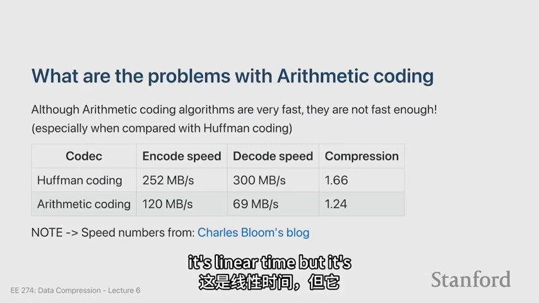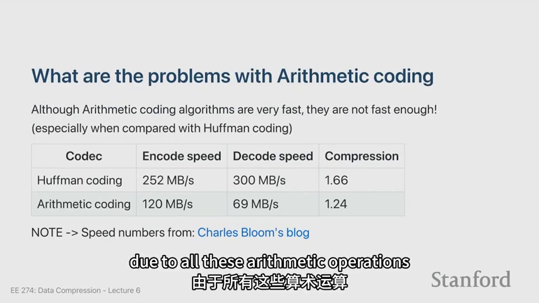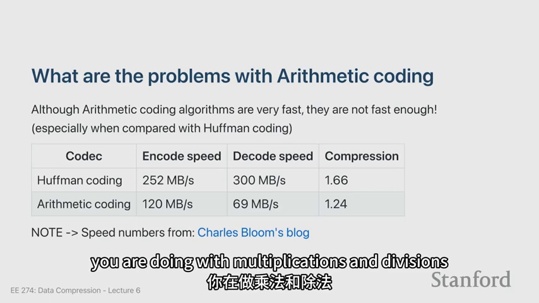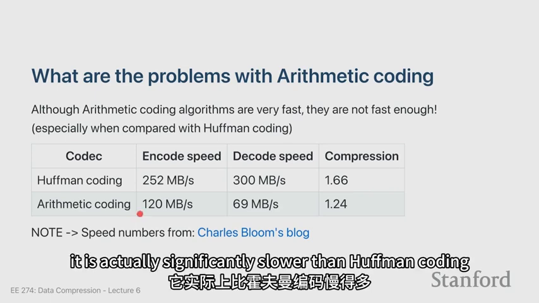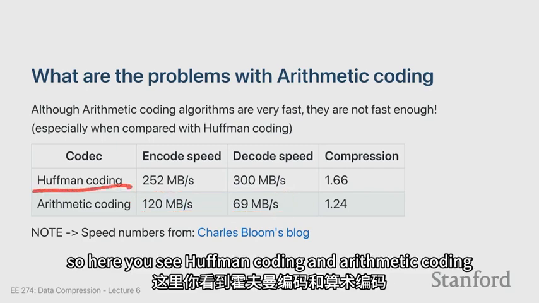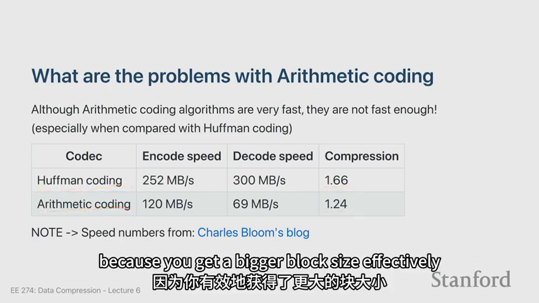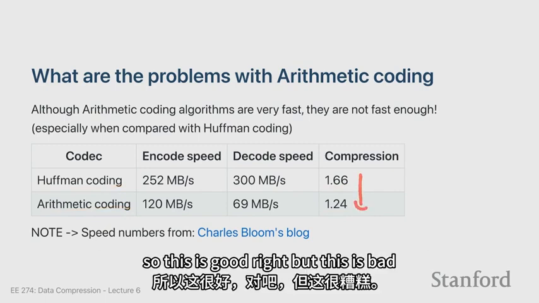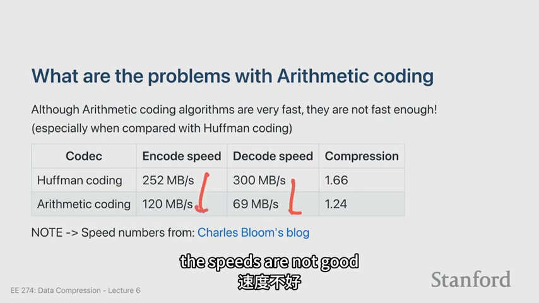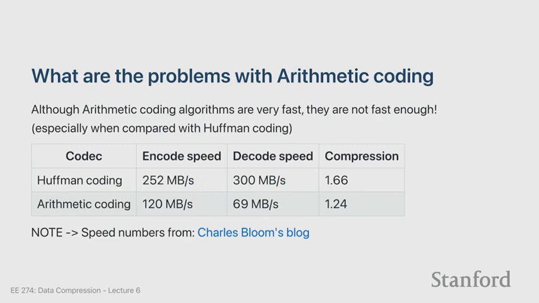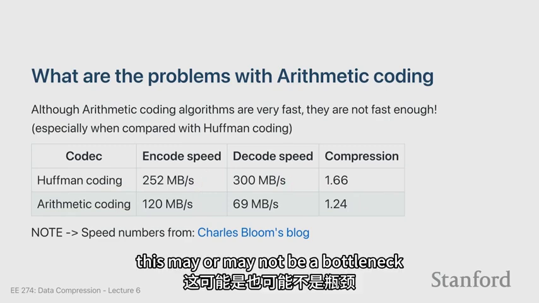Last thing is that arithmetic coding is pretty fast. It's linear time, but due to all the multiplications and divisions you are doing, it is actually significantly slower than Huffman coding. Here you see Huffman coding and arithmetic coding compared. The compression is better for arithmetic coding because you effectively get a bigger block size. So this is good, but this is bad, the speeds are not good. Depending on the application, this may or may not be a bottleneck.